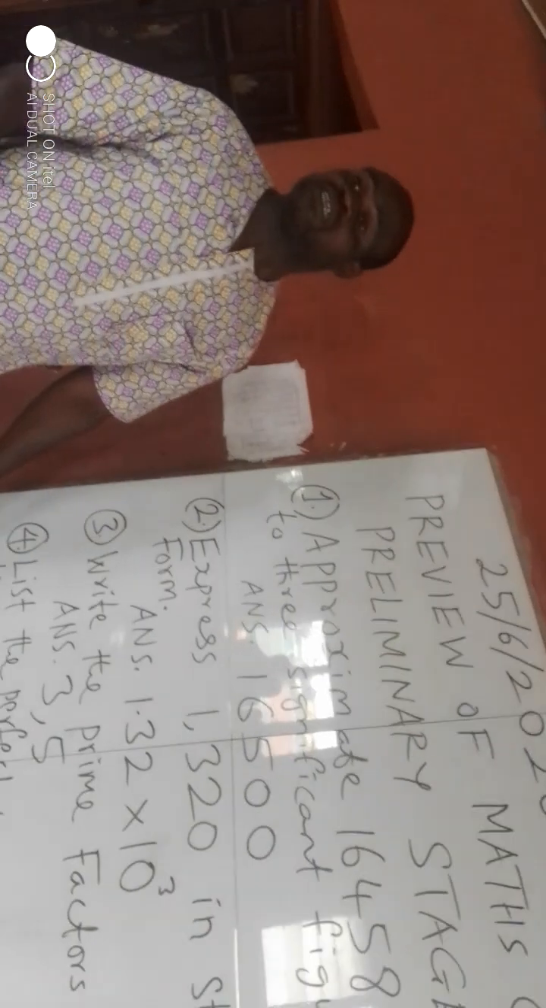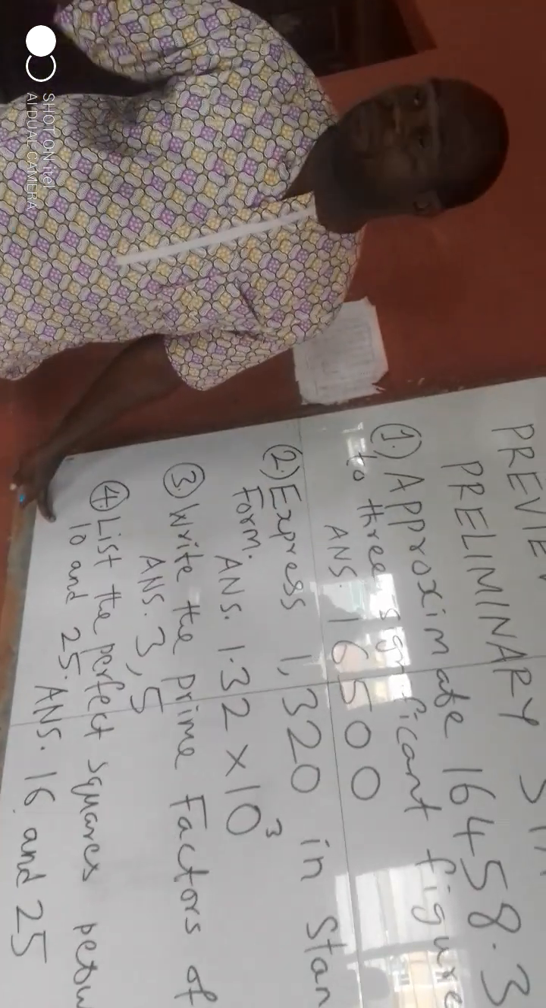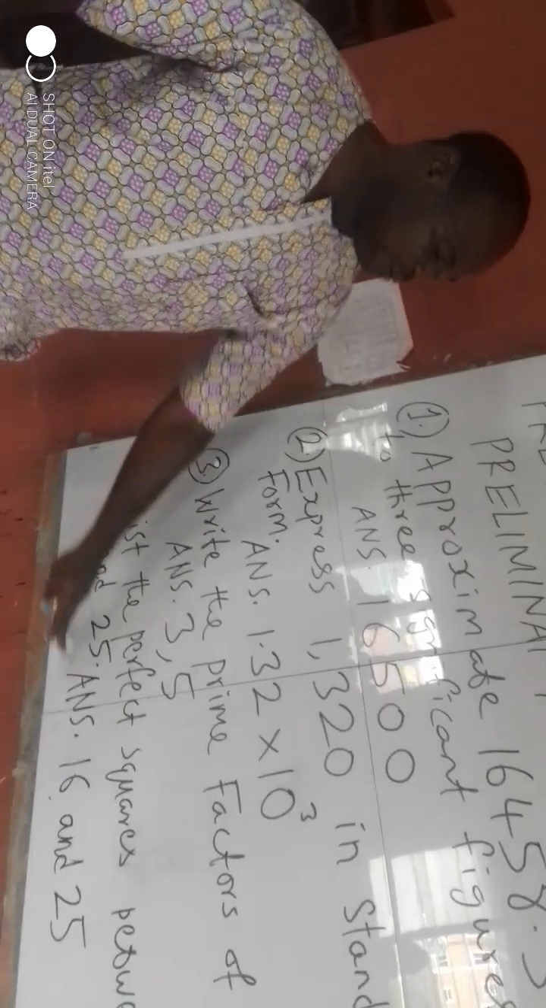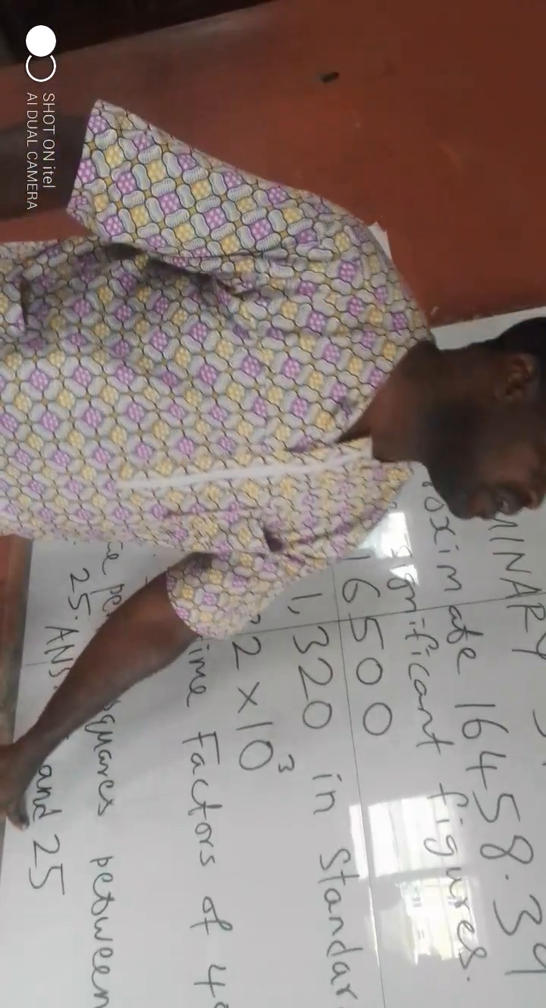We can't pick 18. The square root of 18 is not a whole number. You must give a decimal number. That is why it's not part of it. So the answers are 16 and 25. We now go to number 5.